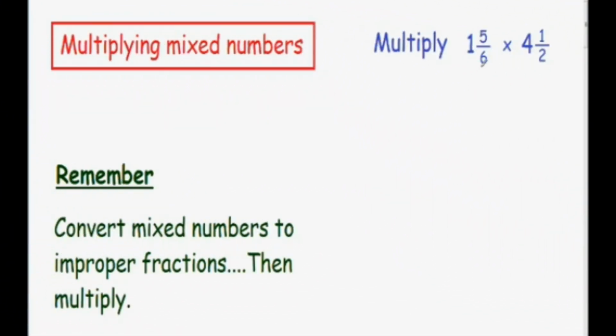Here we have 1 5/6 being multiplied with 4 1/2. And the first thing that we want to do, and I wrote this for you in green, is convert the mixed numbers into improper fractions, then multiply. So let's start off by doing that. Let's convert these mixed numbers into improper fractions.